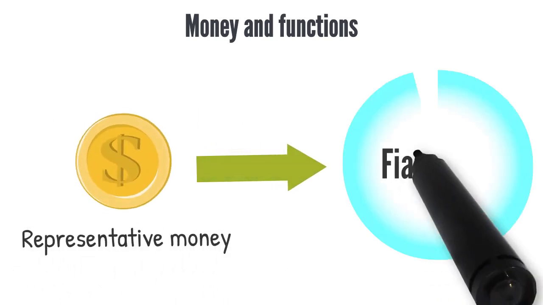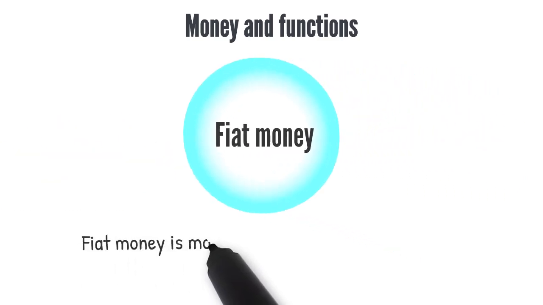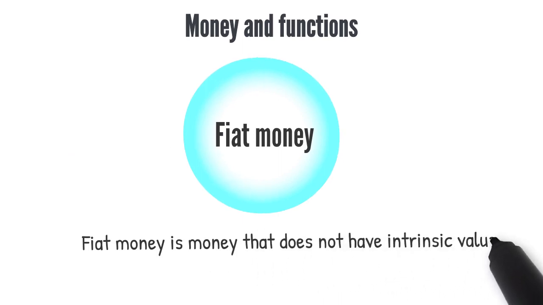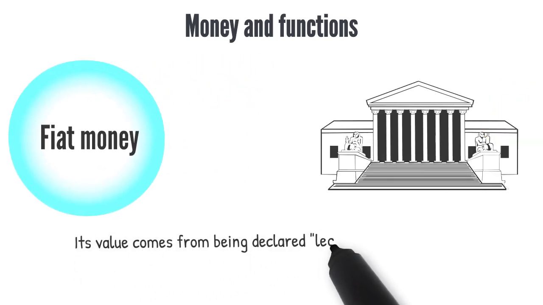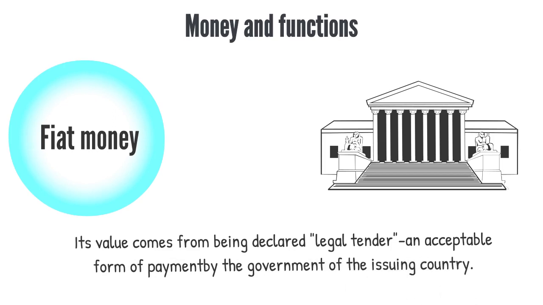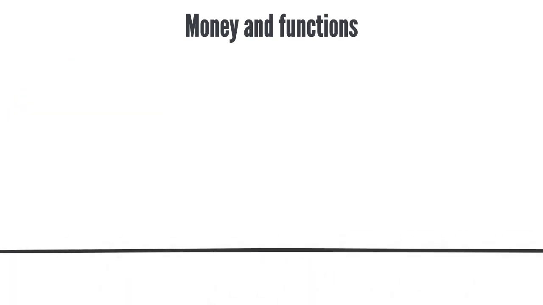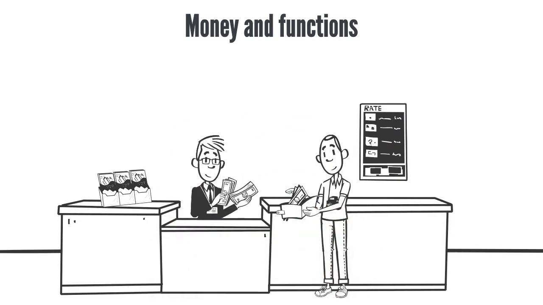Representative money led to the use of fiat money, the type used in modern economies today. Fiat money is money that does not have intrinsic value and does not represent an asset in a vault somewhere. Its value comes from being declared legal tender, an acceptable form of payment, by the government of the issuing country. In this case, we accept the value of the money because the government says it has value and other people value it enough to accept it as payment.